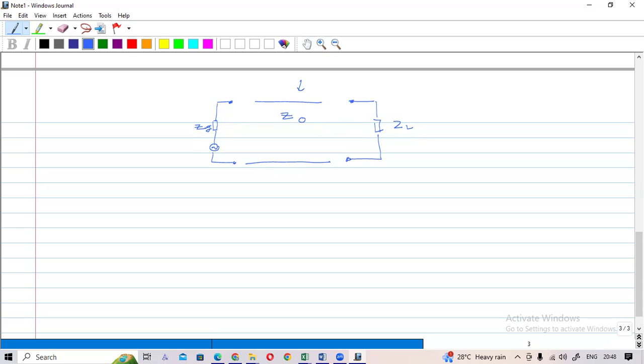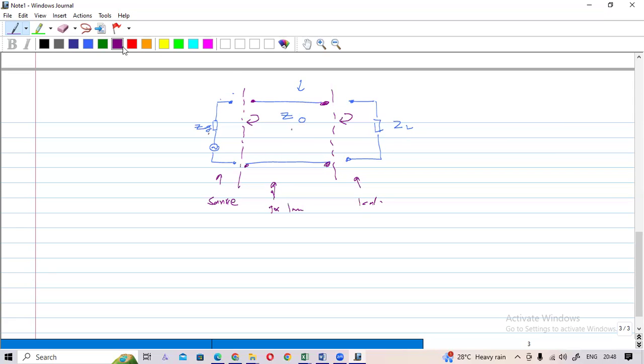Now if this is the source, this is normally referred to as the source, this is the transmission line, and this is the load. You can see that these are the connection points. So if this Zg is not matched with Z naught, there is a reflection. And if this Z naught is not matched with ZL, there is a reflection.